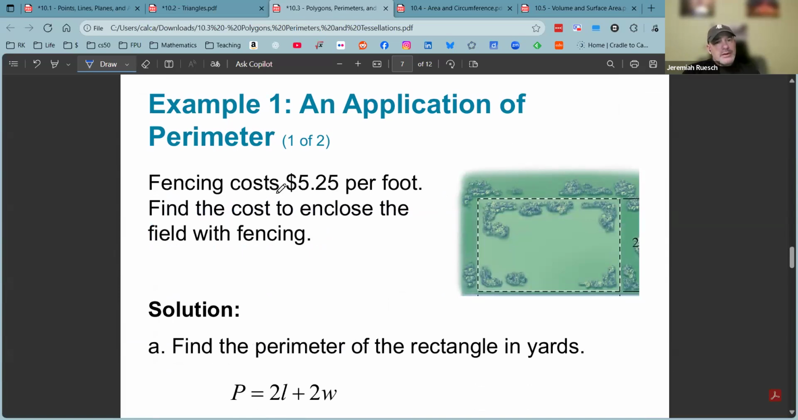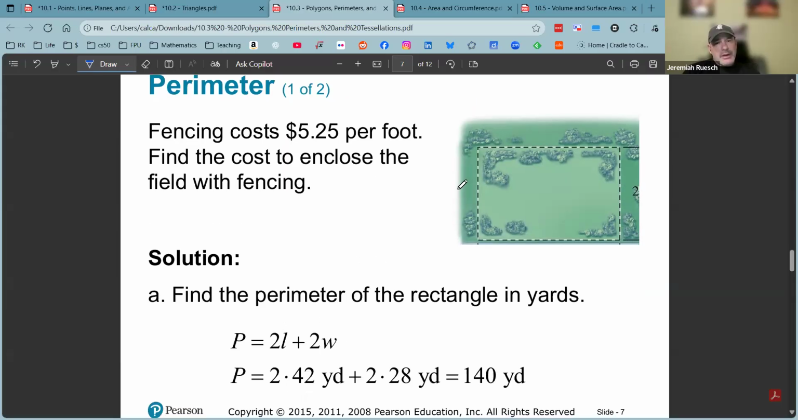Okay, so fencing costs are $5.25 per foot. Find the cost to enclose the following fence. So if we're building around a yard, for example, that's usually a rectangle. And since the cost per foot is the length along the outside, we need to figure out the perimeter here to multiply it by the 5.25 to know how much it's going to cost us.